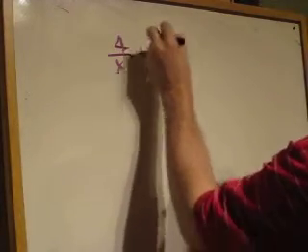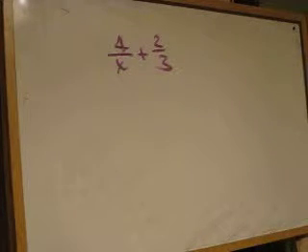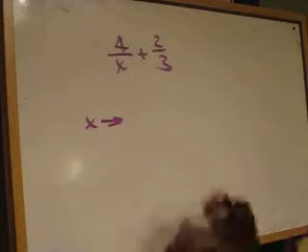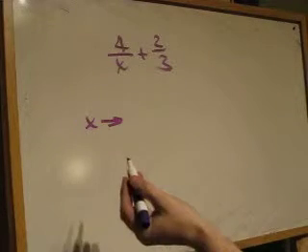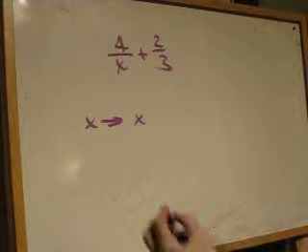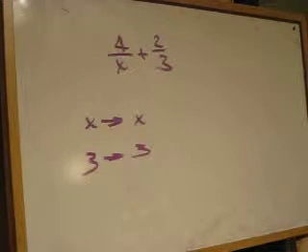Alright, let's do another one. Now this one is going to look a little bit tricky. We're going to take 4 over x and we're going to add 2/3. Let's do the same thing. x, what are its factors? Well, we don't even know what x is. So as far as we're concerned, x is its own factor, and that's all. 3 is a prime number, so it's just 3.